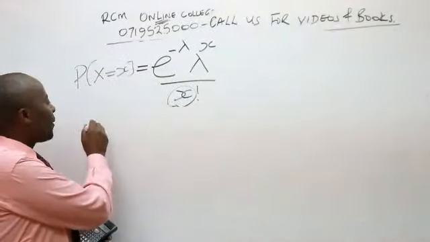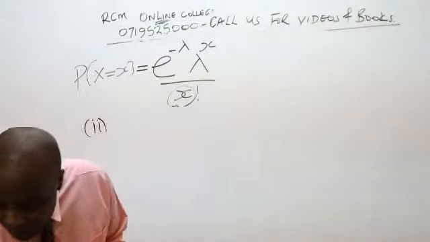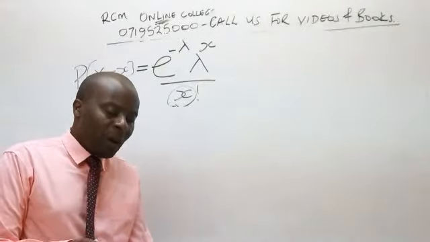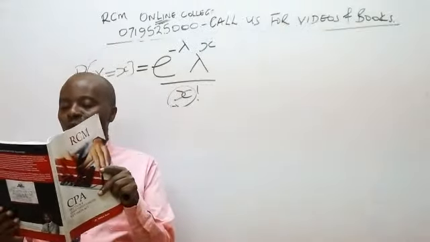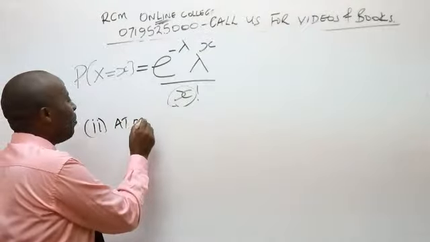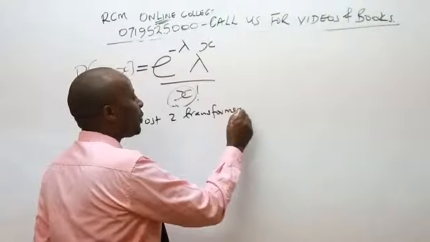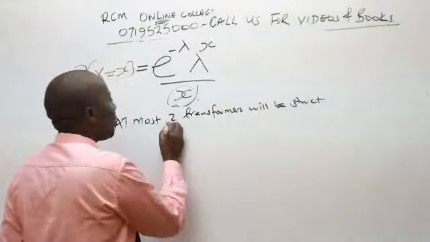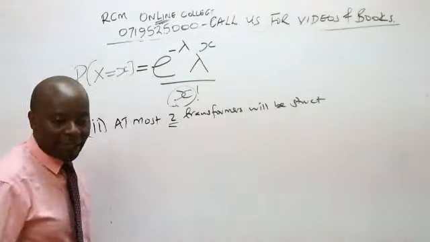So ladies and gentlemen, let's look at number 2. In number 2, they want us to give them the probability that at most 2 transformers will be struck. At most 2 transformers will be struck, meaning that the 2 that they have mentioned here is the highest figure. So it is 2 or less at most.